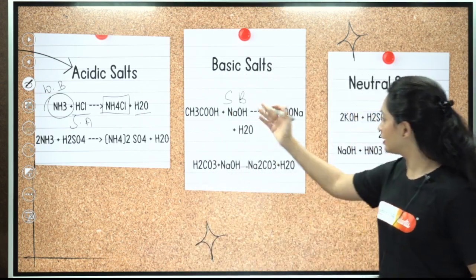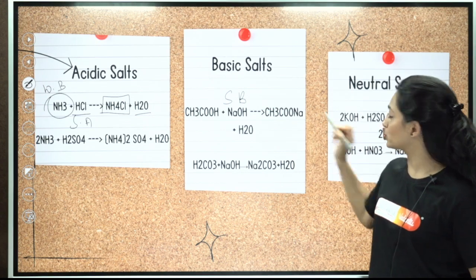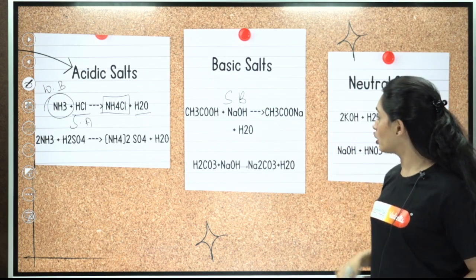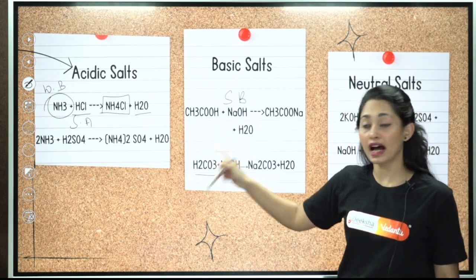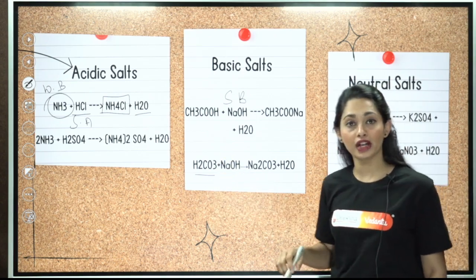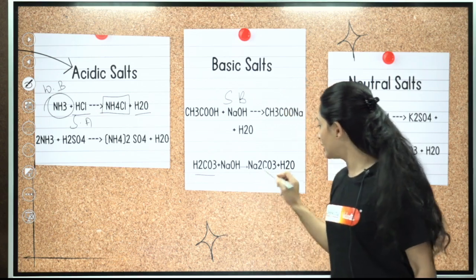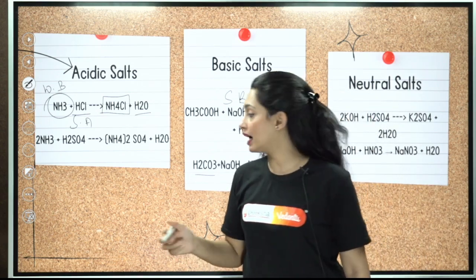Example here, basic salts: we have CH3COONa, the sodium salt of acetic acid, and H2CO3, which is a weak acid. Carbonic acid is going to react with sodium hydroxide to give Na2CO3, sodium carbonate, along with water.